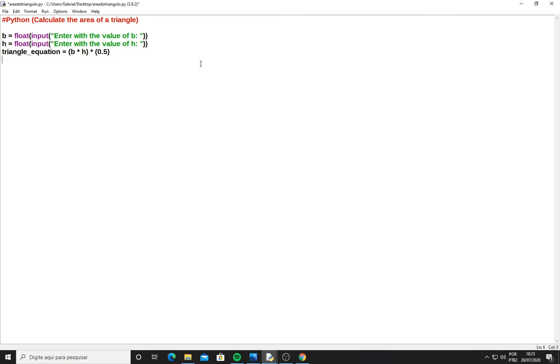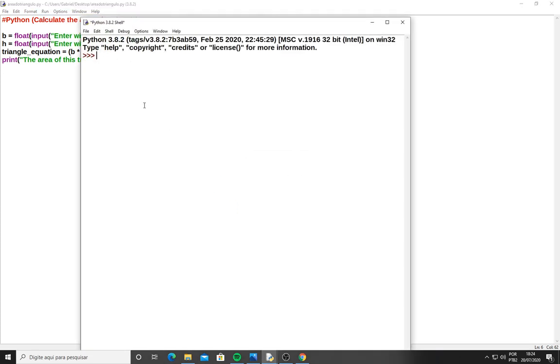What I can do here is just print, and now I will write "The area of this triangle is". Sometimes I like to give a little space here, and now I write my comma and then my triangle equation. I think it's done, so I will try it, run.